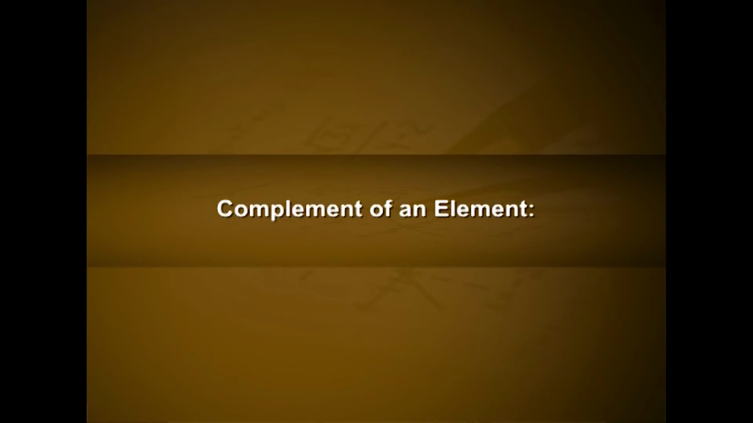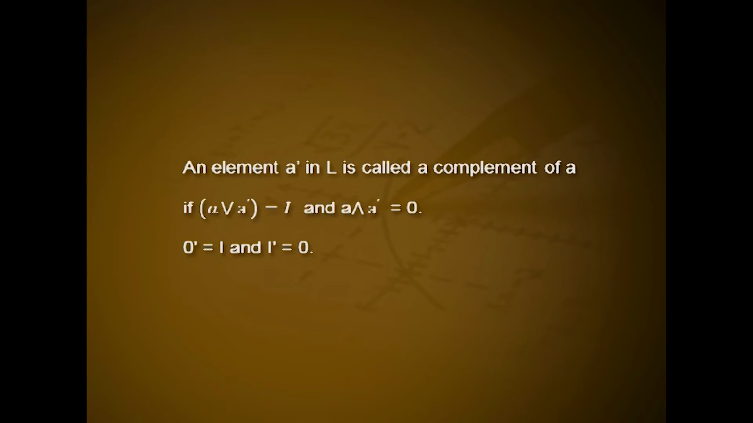Now, we will see a theorem on the condition to show that a given lattice is non-distributive. Theorem 6. A lattice L is non-distributive if and only if it contains a sublattice that is isomorphic to one of the two lattices in figure 9. Complement of an element. Let L be a bounded lattice with the greatest element I and the least element 0, and let a be an element of L. An element a' in L is called a complement of a if a join a' is equal to I and a meet a' is equal to 0.